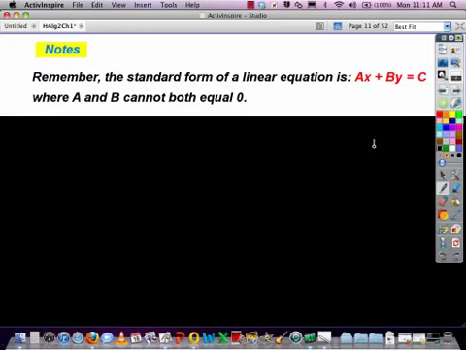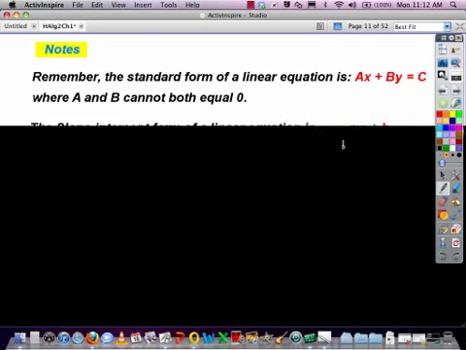Some of the notes that you might want to take or have taken after the reading. Remember that standard form of a linear equation is ax plus by equals c, an equation you learned in Algebra 1, where a and b cannot both be 0 at the same time. If they were, it would wipe out the whole left-hand side of the equation, and you would get 0 equals c, and 0 equals a number is not a true statement.